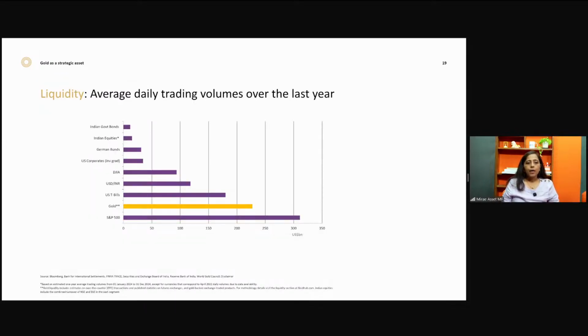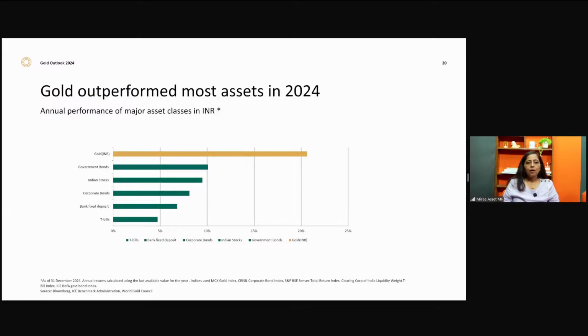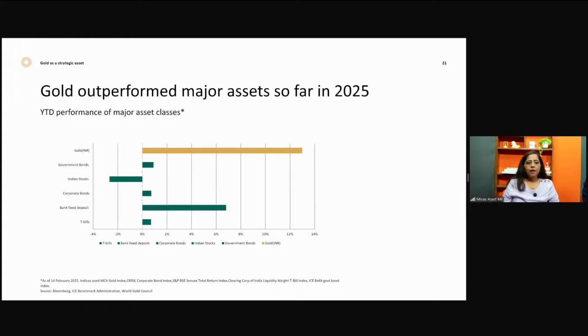Gold is also a very liquid asset. If you compare it with various other asset classes, the amount of gold that gets traded on a daily basis is much higher as compared to Indian stocks, bonds, or even some of the other global asset classes. And if you look at 2024, we've seen that gold actually outperformed most asset classes in comparison with even Indian equities. So it on an average gave across currencies more than 20% returns. And in 2025, again, it has outperformed. As Pavitra just mentioned, it has already crossed $3,000 per ounce.